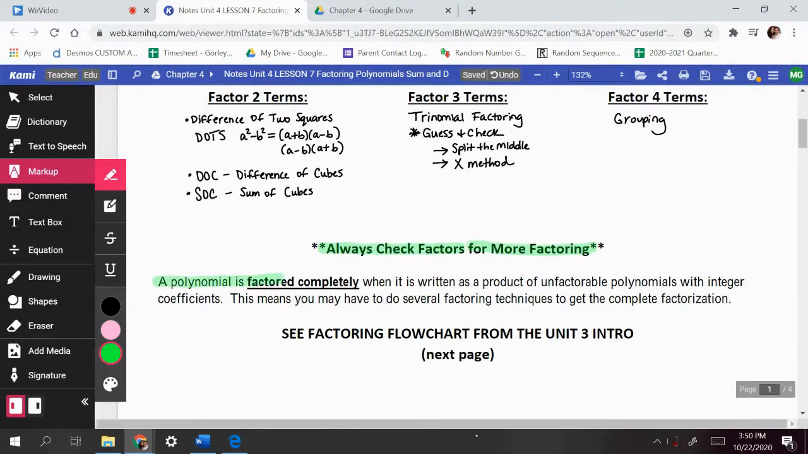It says a polynomial is factored completely when it is written as a product of unfactorable polynomials with integer coefficients. This means you have to do several factoring techniques to get the complete factorization at times. Okay, you may have to do more than one factoring technique to get the complete factorization. Okay, see factoring flow chart on the next page.